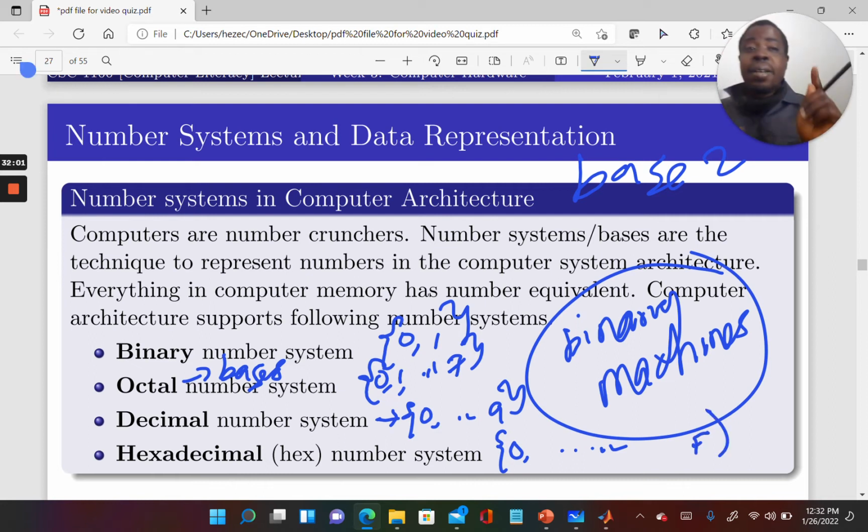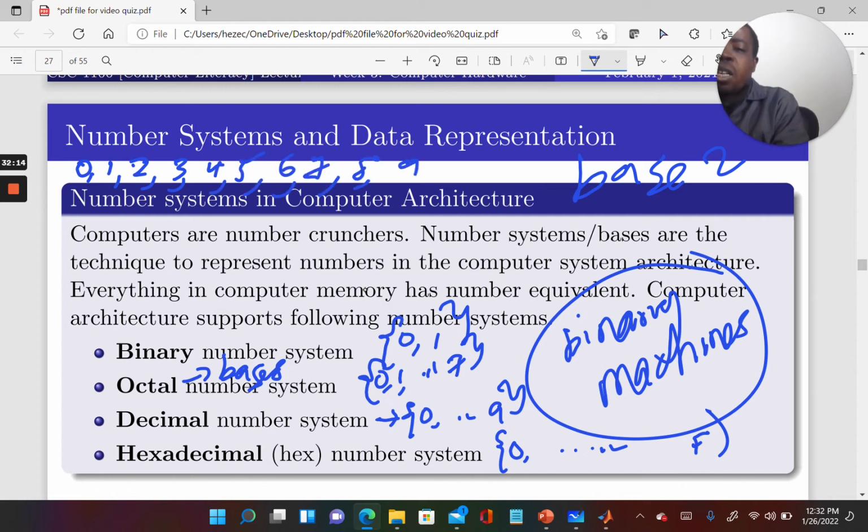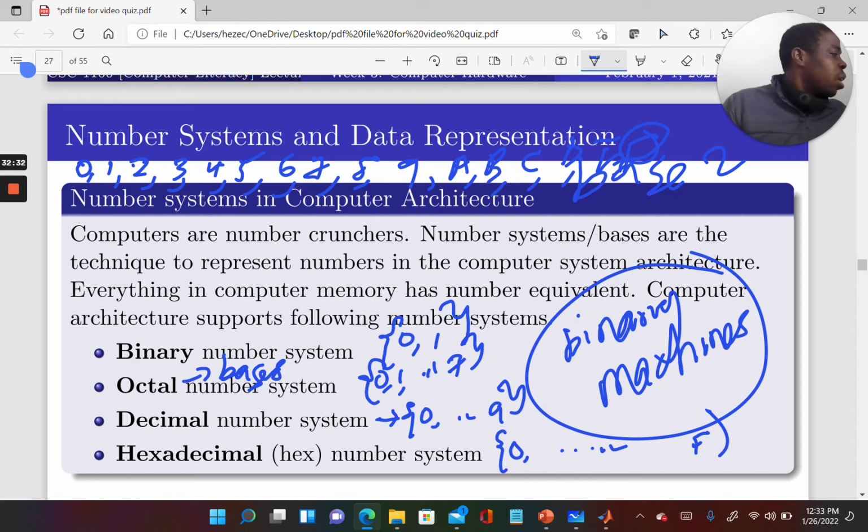So in the hexadecimal number system, you start from 0, 1, 2, 3, 4, 5, 6, 7, 8, 9. After 9, you don't say 10. Your 10 is represented as A, 11 as B, C, D, E, F. There is no G. You stop at F. And if you count everything, that is 16 symbols.